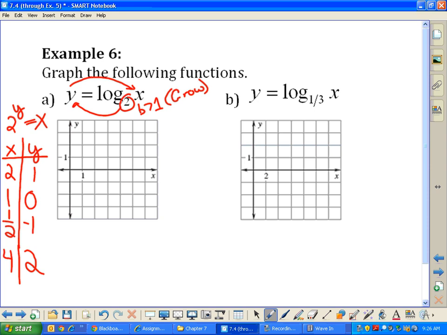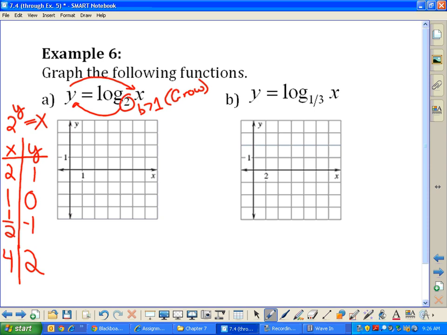And look, I have a little bit of negatives, some zeros represented. So I can go ahead and plot these points. That's what I'm going to do. Got my easy t-chart. Let's graph some points.